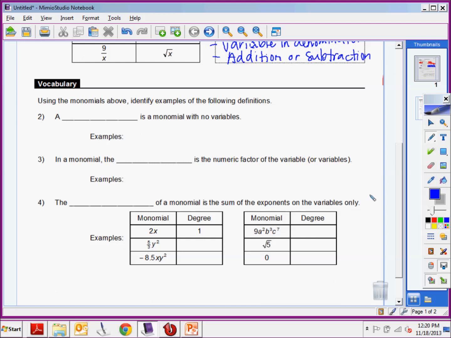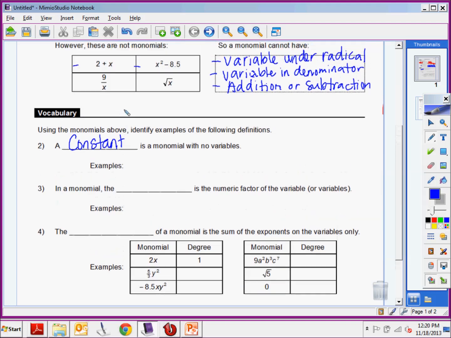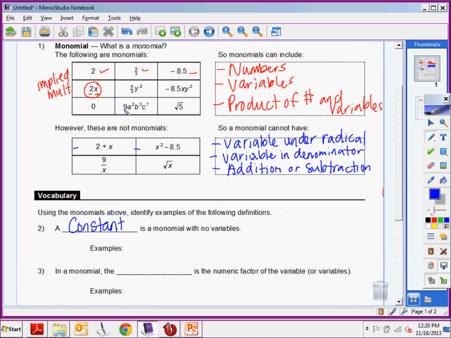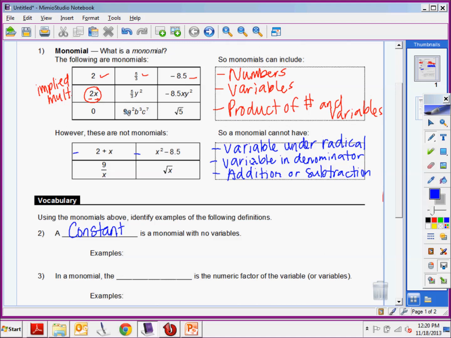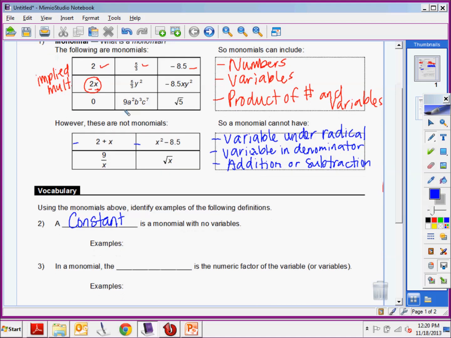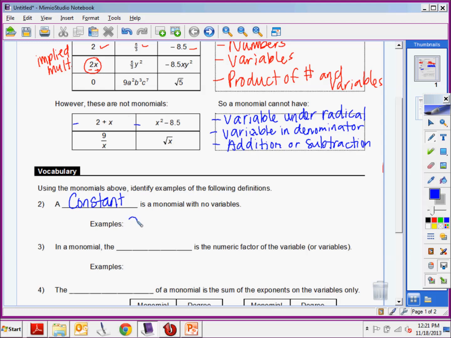Words that you should be comfortable with and not freak out when you hear are a constant. A constant is a monomial with no variables. So when we look at this box up here of monomials, which monomials are just constants? The top three. So it would be 2, 5/3, and negative 8.5. Those would be just constants because they do not have a variable. And 0, and square root of 5.